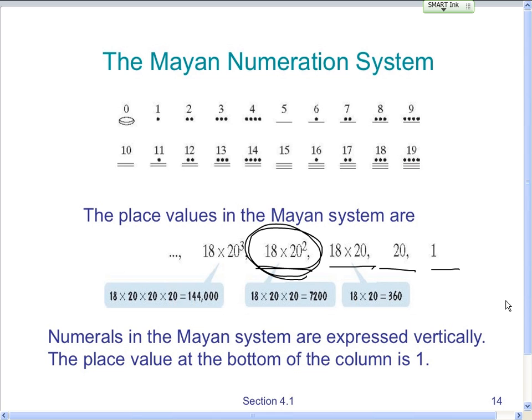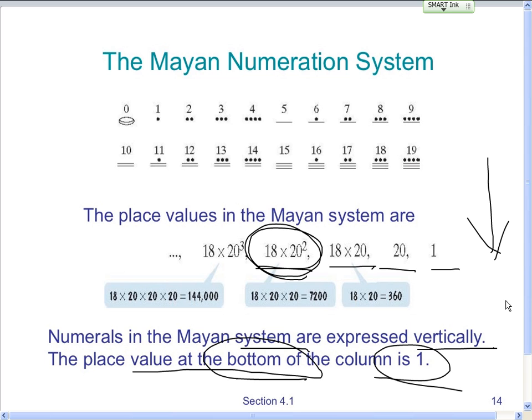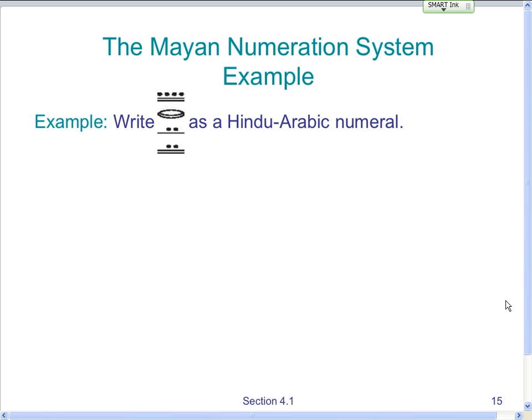And the numbers are expressed vertically, meaning up and down, and the place value at the bottom is the ones place, or multiply times 1. All right, so let's take a look at this Mayan number. So this is at the bottom, so that represents the ones place. The next number up is the 20s, the 18 times 20s, and the 18 times 20 squared.